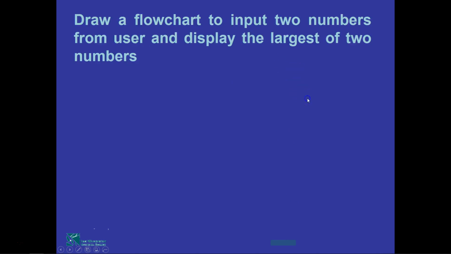Now let's take an example. This question says: draw a flowchart to input 2 numbers from the user and display the largest of the 2 numbers. At this point, I would request you to pause the video and think about how you can make the block diagram for this particular question. Once you're done, unpause the video and check if your flowchart matches my flowchart. I'm going to show you what the flowchart looks like for this question.